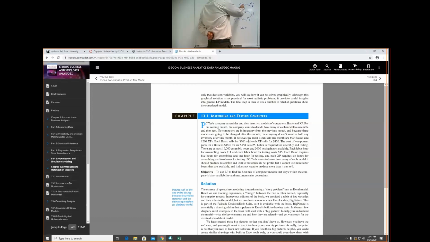And as I said, this decision variable must be able to change freely, and these two variables must be connected to the decision variable.